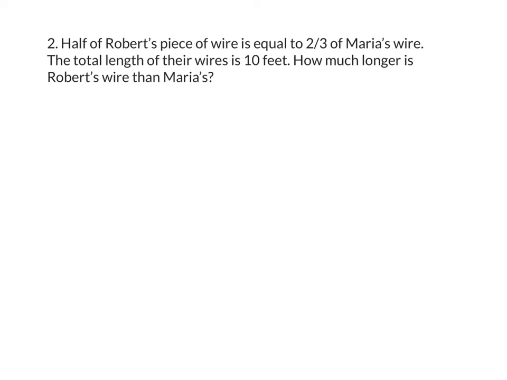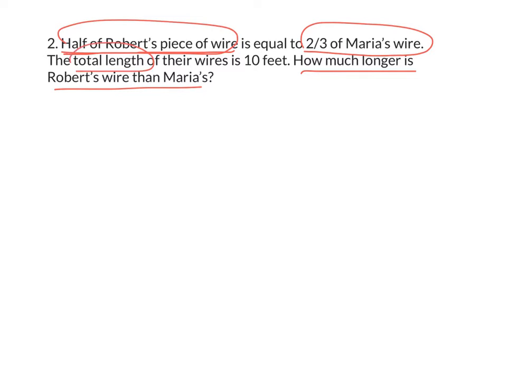The question is asking us to figure out how much longer is Robert's wire compared to Maria's wire. Okay. We know important information is that half of Robert's wire is equal to 2/3 of Maria's wire. And all together, their total length is 10 feet. Go ahead and circle the important information. Now we've done the R. We have to D. We have to draw.